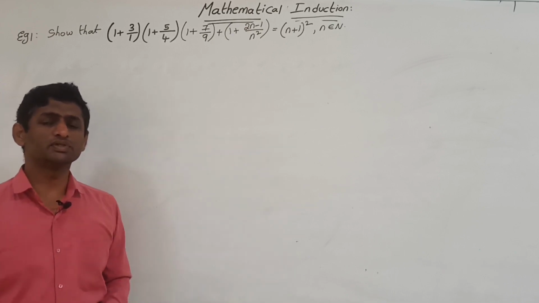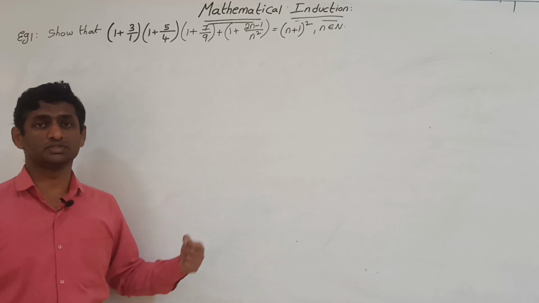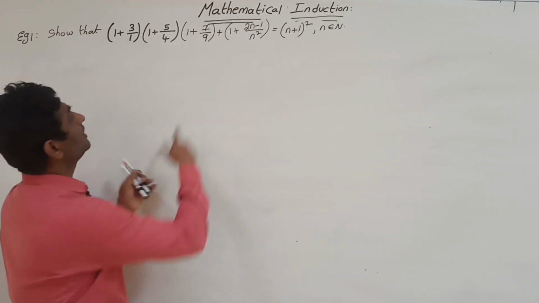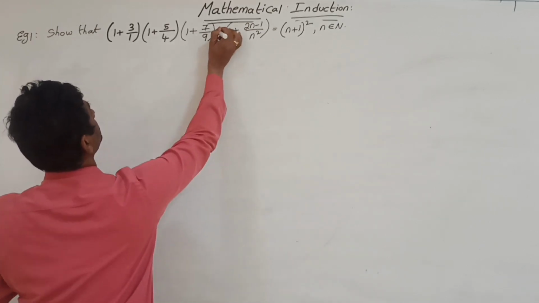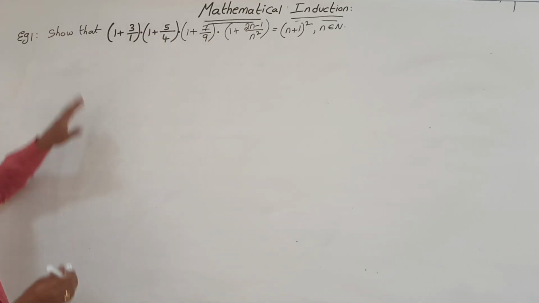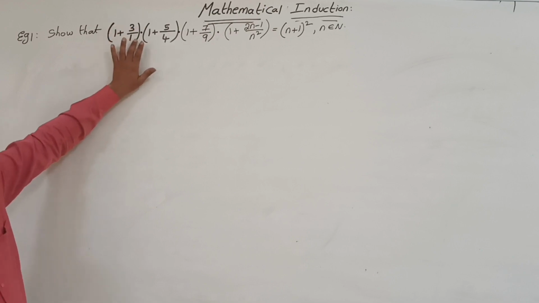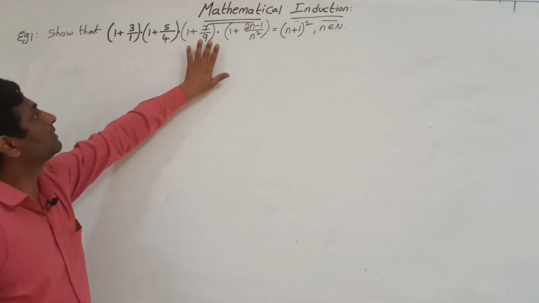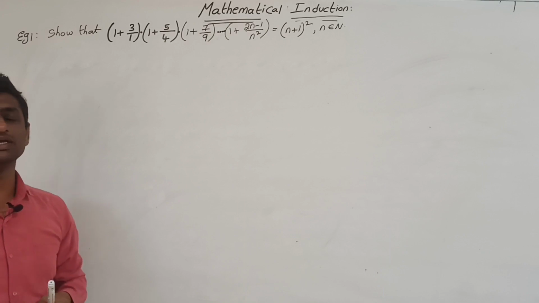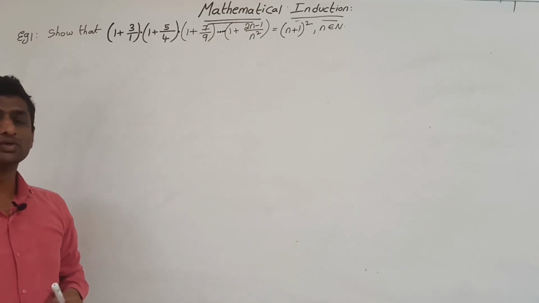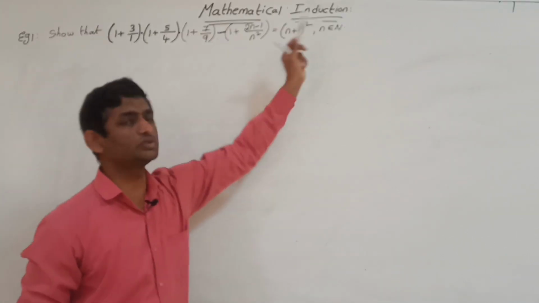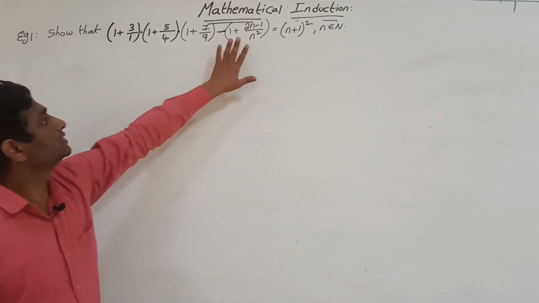In the previous two examples, we have taken the sum of the n terms, but in this problem, it is the product. It is the product of n terms. What is the question? Show that 1 plus 3 by 1 into 1 plus 5 by 4 into 1 plus 7 by 9 and so on, up to 1 plus 2n plus 1 by n square is n plus 1 whole square. So we have to check whether the given statement is true or false, where n belongs to natural numbers. So this is the nth term.